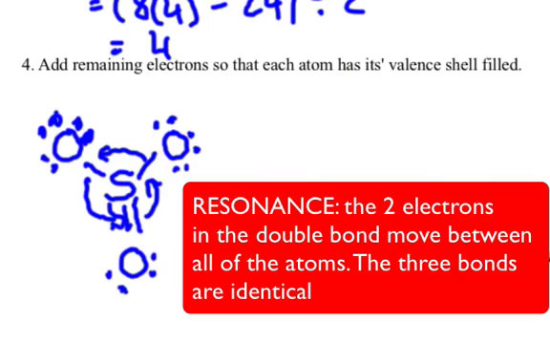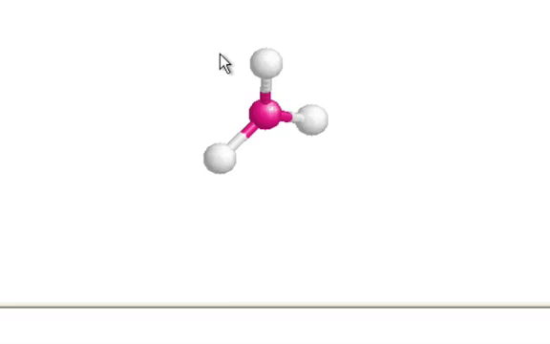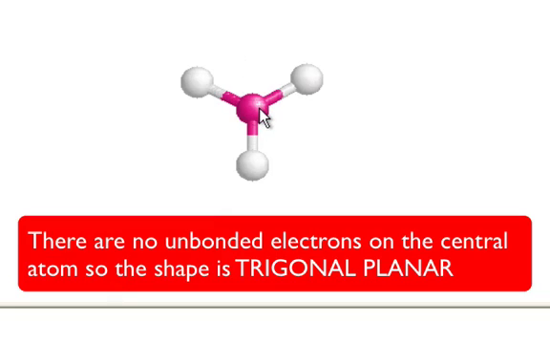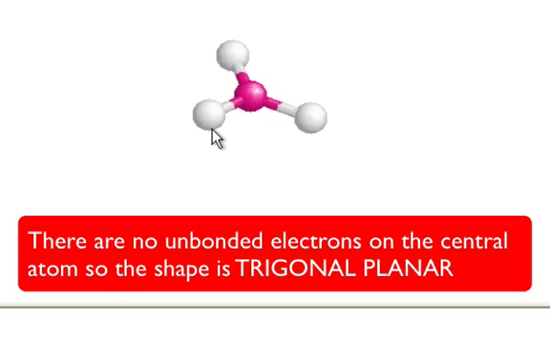So if we're going to consider what the shape of this is, this is going to be trigonal planar, and the reason it's trigonal planar is because we have 3 oxygen bonded to a central sulfur, and remember that there is no lone pair, there are no unbonded electrons around the central atom, which in this case is sulfur. So that means the shape of this molecule is trigonal planar.